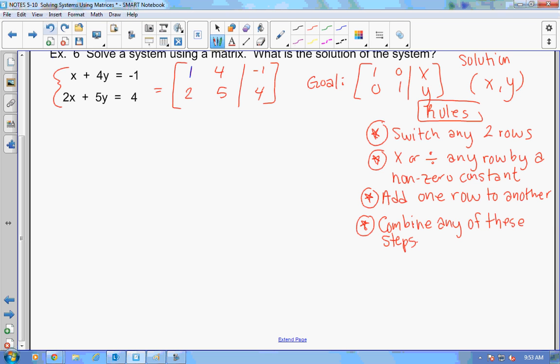So this 1 is good to go. But is that 2 good to go? The 2 is supposed to be a 0, right? Let's think of ways of how we can make that 2 a 0. Minus 2 from everything. Because we have to keep in mind we're going to be doing that to everything.